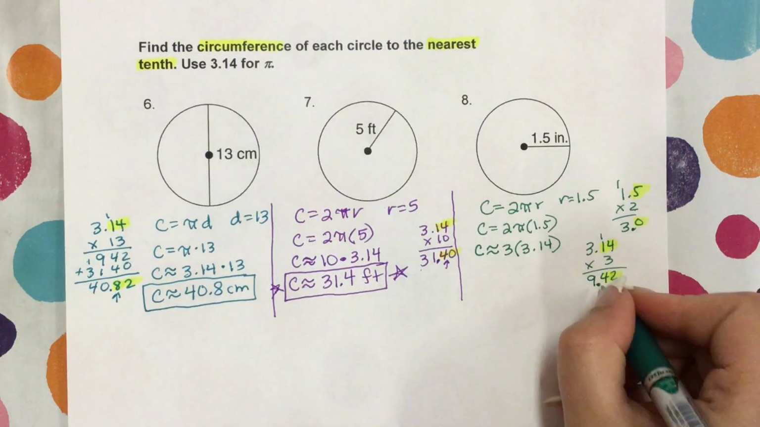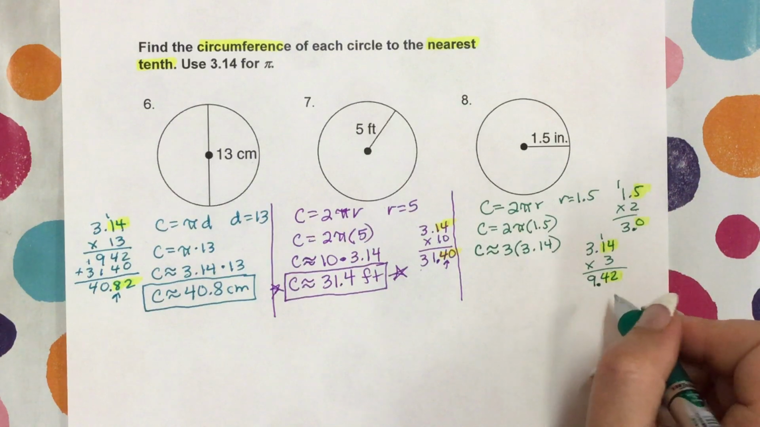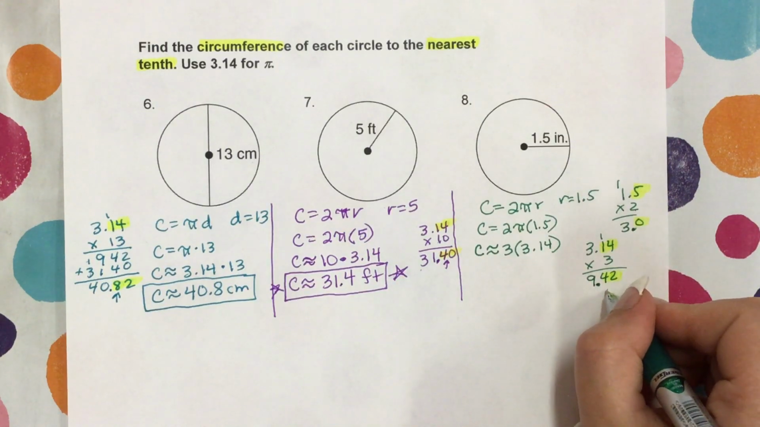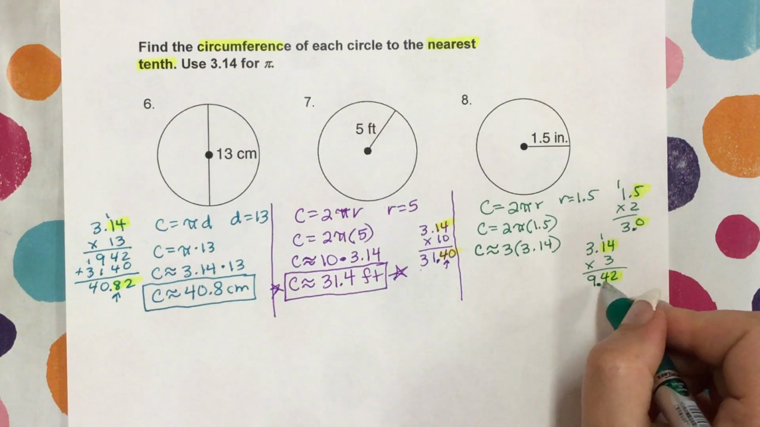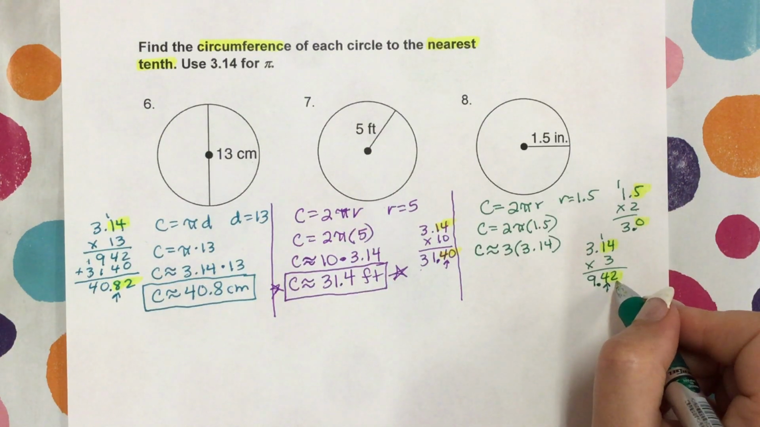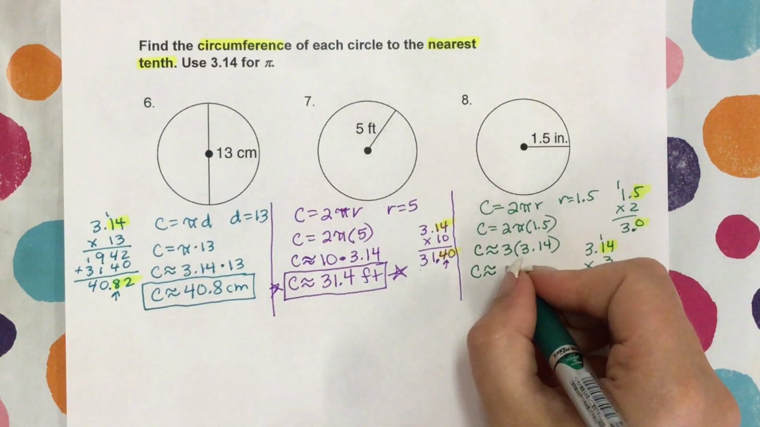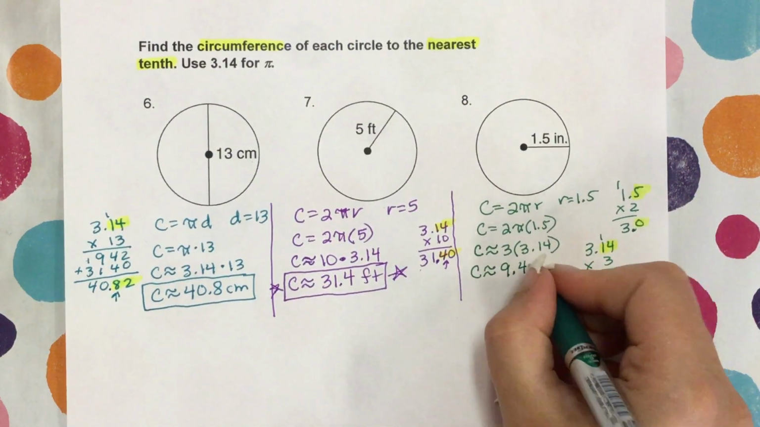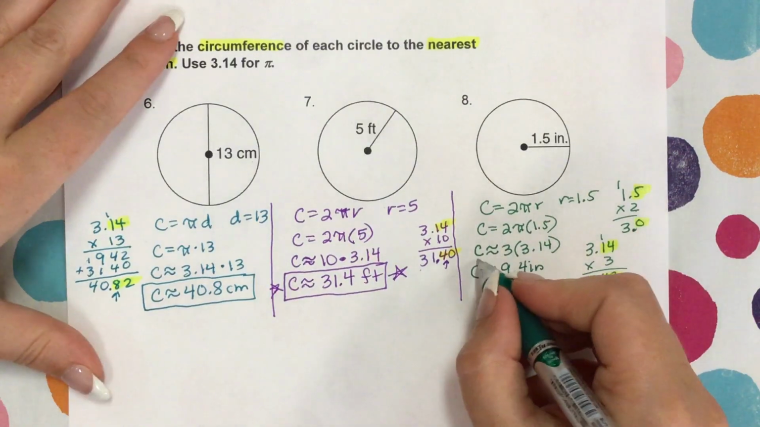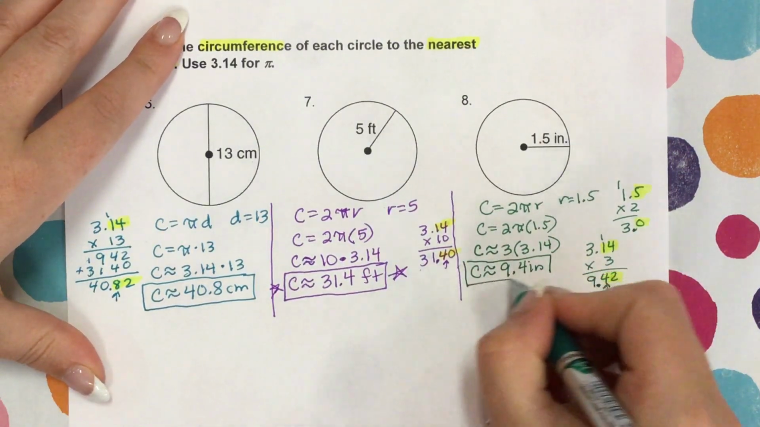So I end up with 9.42, but remember I have to round to the nearest tenth, which would be right here. So that would mean for this 4 to become a 5, this 2 would have to be higher, a 5 or above. And it is not. So my answer for the circumference is approximately 9.4 inches. And every answer deserves a box around it.